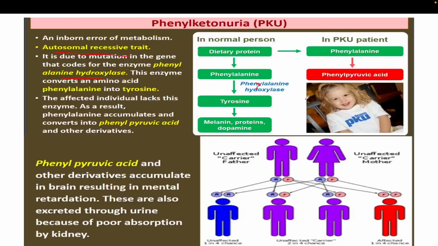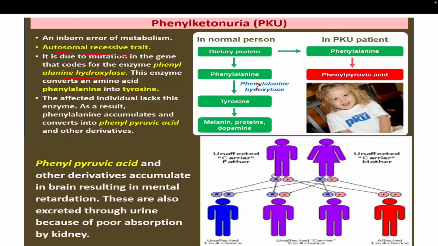Here the phenyl pyruvic acid will accumulate in the brain, resulting in mental retardation, and it is also excreted through urine because of the poor absorption of the kidney. So suppose the phenylalanine is not converted, then phenyl pyruvic acid will either accumulate in the brain or be secreted through the urine, because in this condition the kidney absorption will be very low.